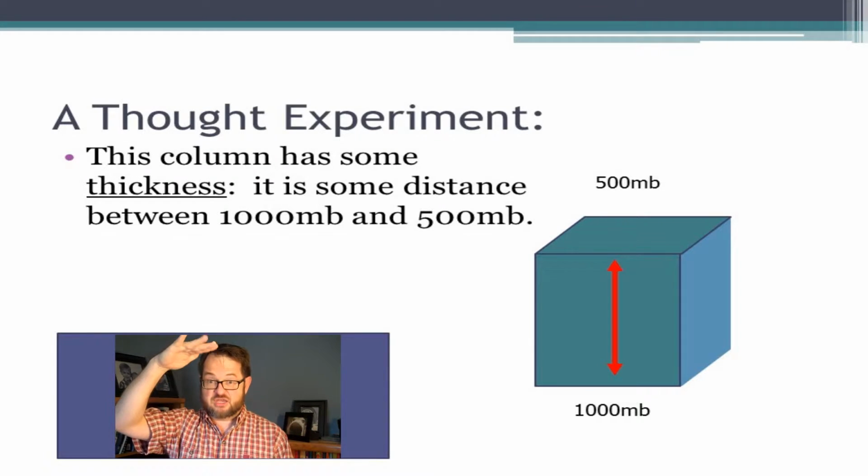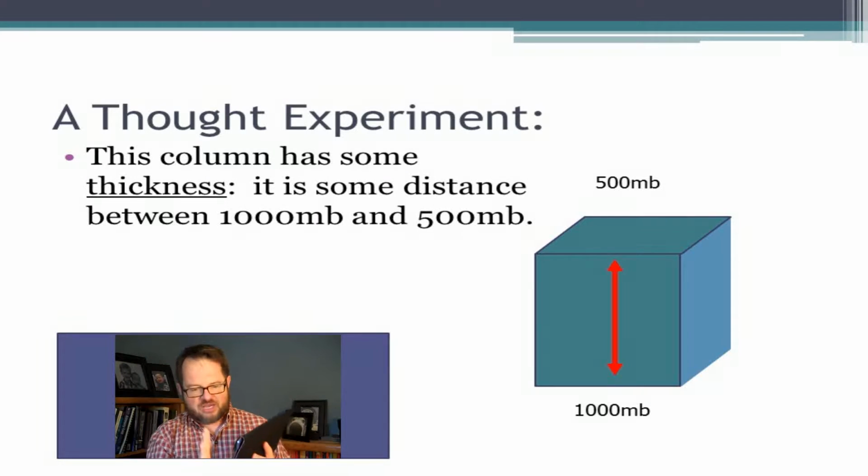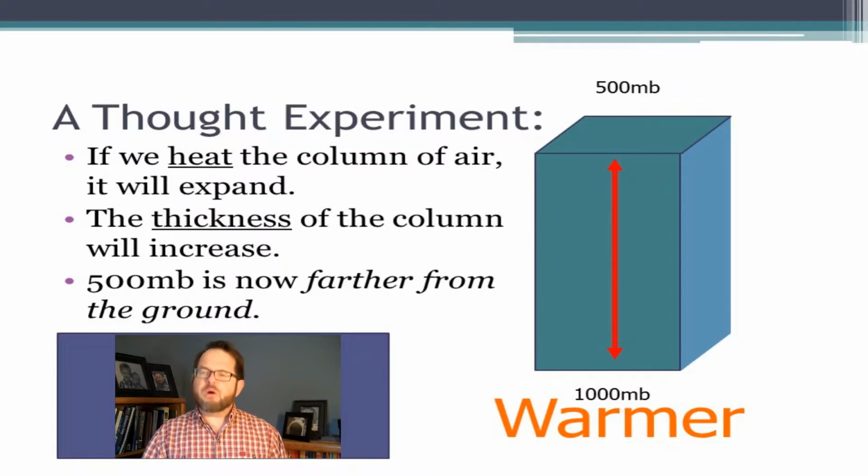It can be more thick, and therefore there's more meters between the top and the bottom of the layer, or it can be less thick, and there is fewer meters between the top and the bottom of this layer. Now, this thickness is going to turn out to be a really important property in the atmosphere, and there's lots of applications to thickness outside of the thermal-wind relationship, but that's the context in which we're learning about it at this time.